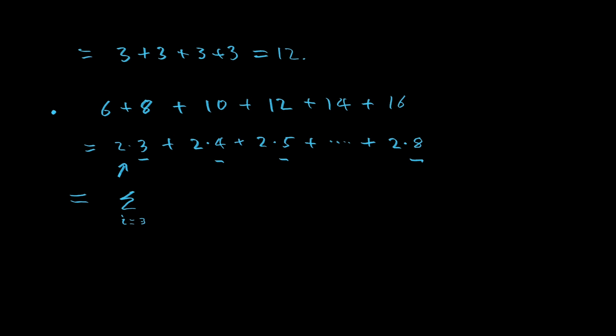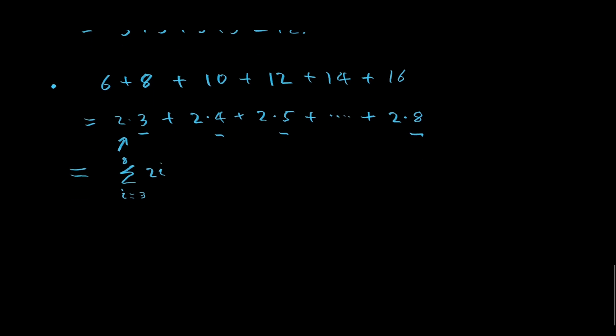So the sum from i equals 3, that's our lower bound, to 8 is our upper bound. And the expression would be 2 times i. You can see that if you expanded that out, your first term would be 2 times 3, your second term would be 2 times 4, then i would become 5, you'd have 2 times 5, i would equal 6, you'd have 2 times 6, and so on, until you got to i equals 8, and you'd have 2 times 8, and you'd get the same sum.